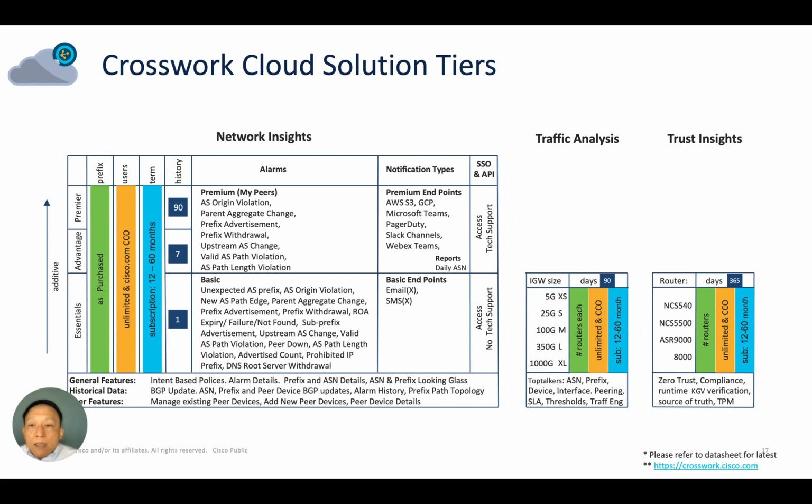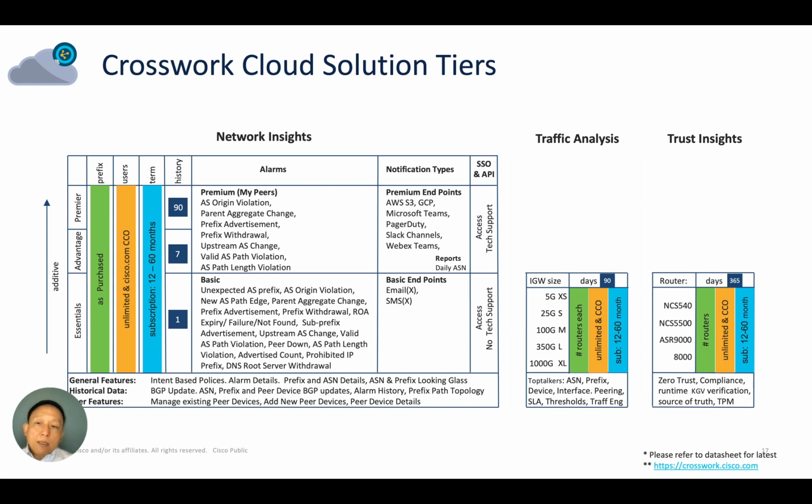Number of users, we don't count that. As long as somebody has a CCO login, they can be added into the Crosswork Cloud tenancy. And then we use the Cisco CCO as the authentication mechanism. And the term for the solution is usually, depending on the customer, 12 to 60 months. Most people do 36 months. We have seen customers who do 120 months, and then people who do 12 months. But the majority of them are 36 to 60 months.